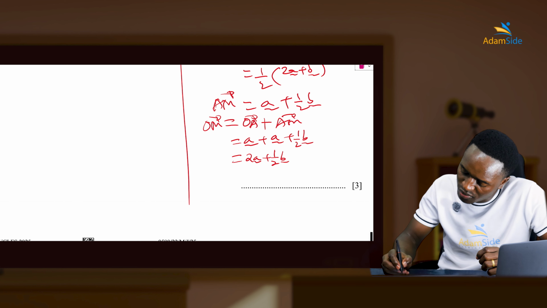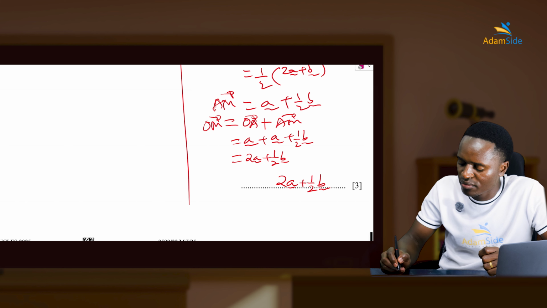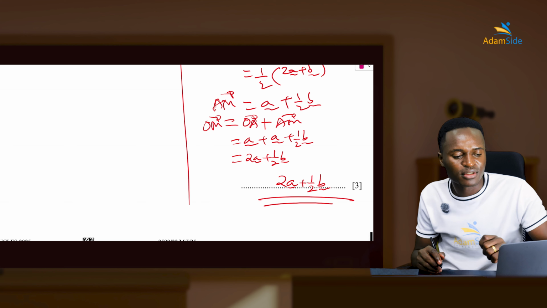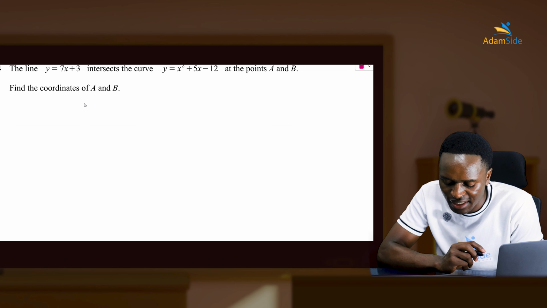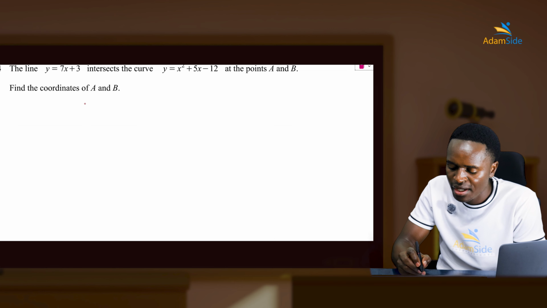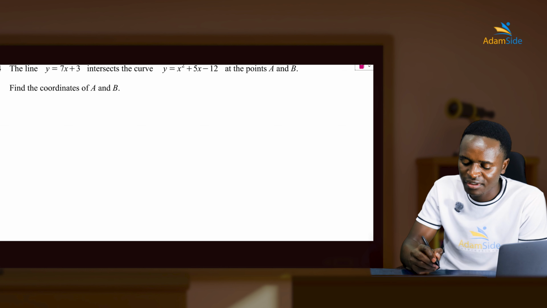Now our answer here will be 2A plus a half vector B. This will be the answer. Next question. Now, the line y is equal to 7x plus 3 intersects the curve y is equal to x squared plus 5x minus 12 at the points A and B. Find the coordinates of A and B.